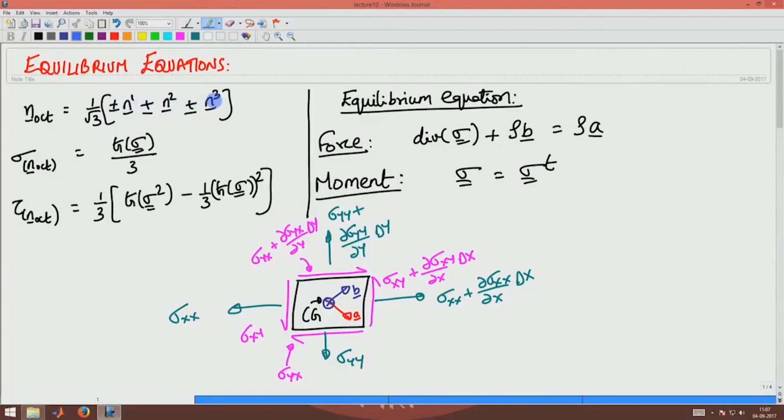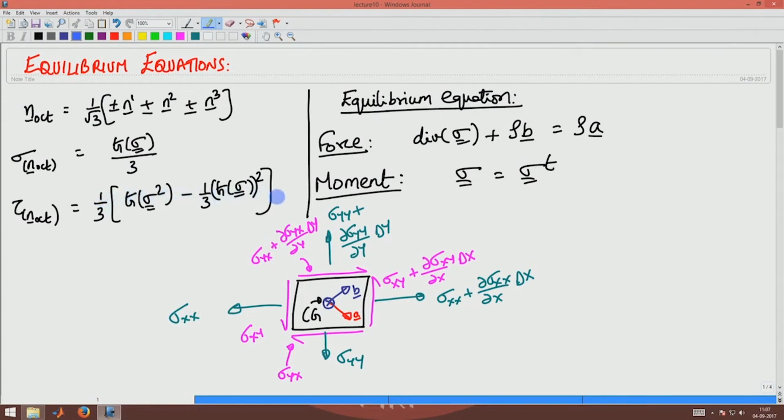Welcome to the 10th lecture in Mechanics of Materials. In the last lecture we saw what an octahedral plane is. It was a plane that makes equal angle with the principal directions of the stress tensor. If n1, n2, n3 are the principal directions of the stress tensor, then the normal to the octahedral plane is given by 1 by root 3 (n1 + n2 + n3). We saw that the normal stress on the octahedral plane is given by trace of sigma by 3, and the shear stress on the octahedral plane is also an invariant, which is given by this expression in here.